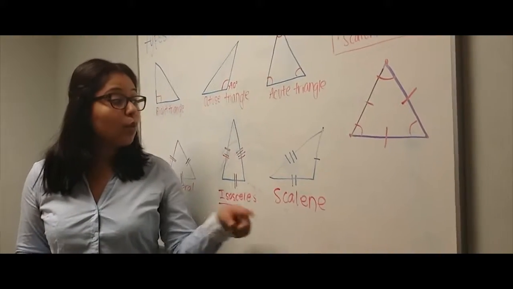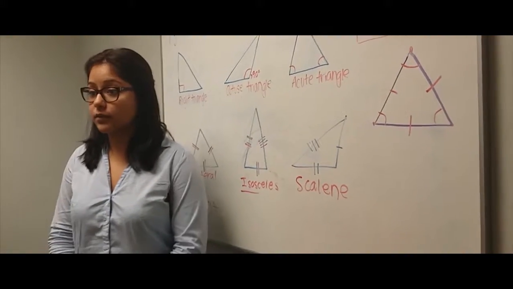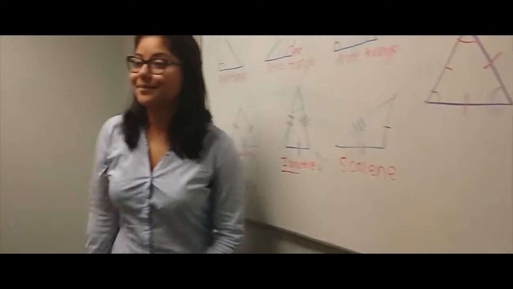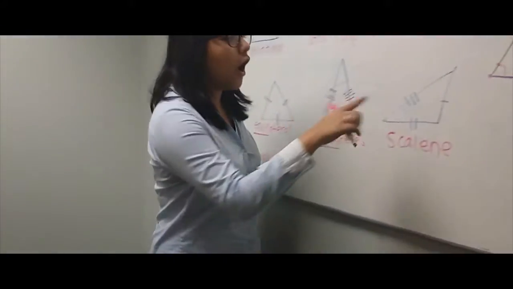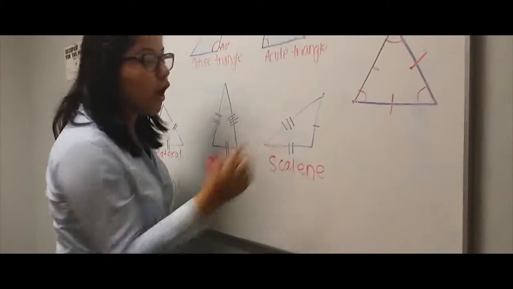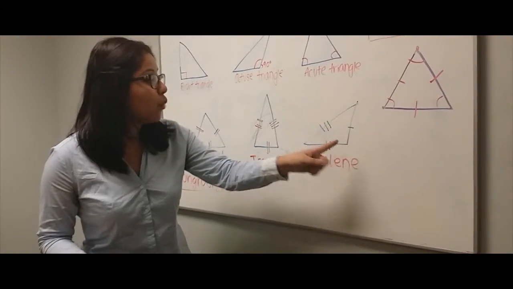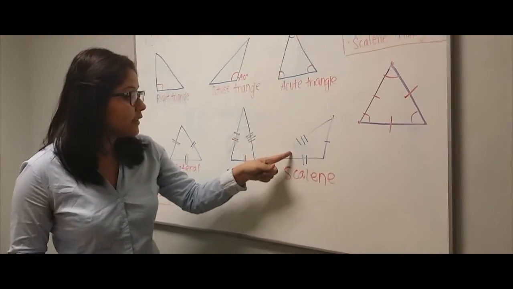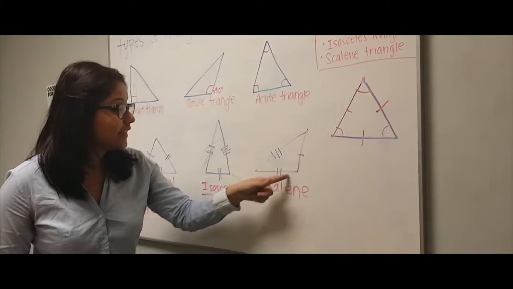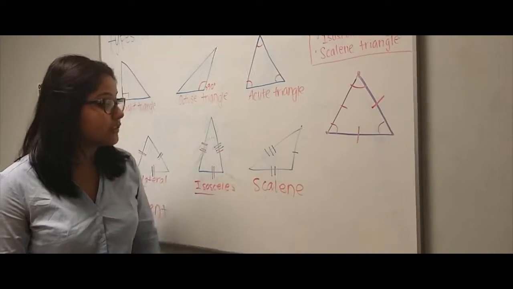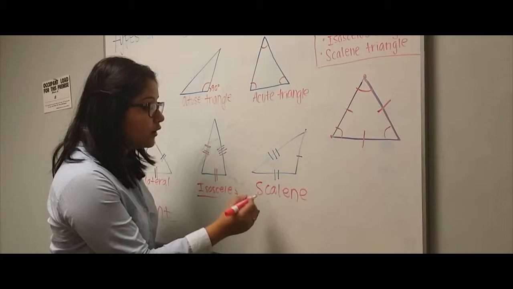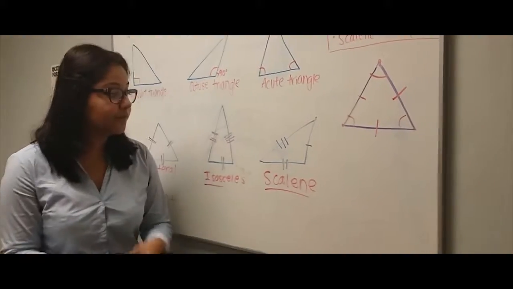Now the last triangle is called a scalene triangle. Can anyone tell me what they notice different about this triangle? Jacob? No sides are congruent at all. Perfect. All of the sides are different measurements. So that means that one side is the longest, there's a second longest, and then there's the shortest piece. And that's why this is called a scalene triangle.